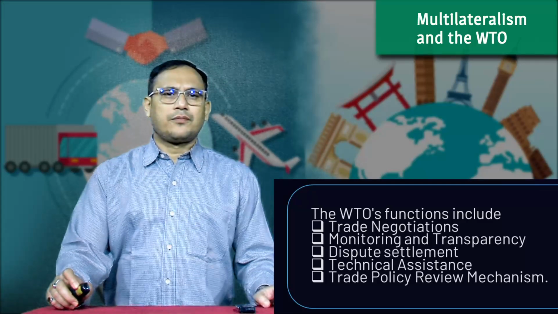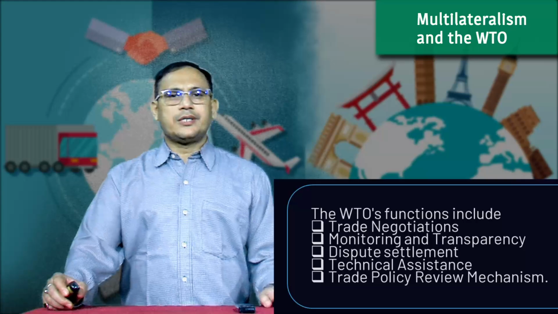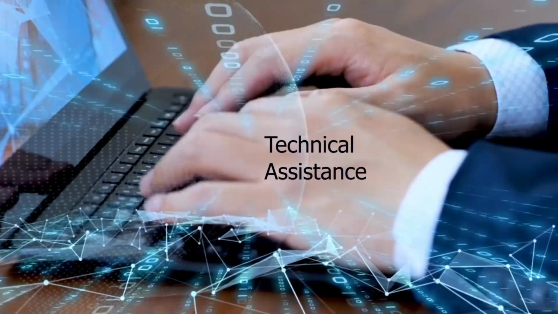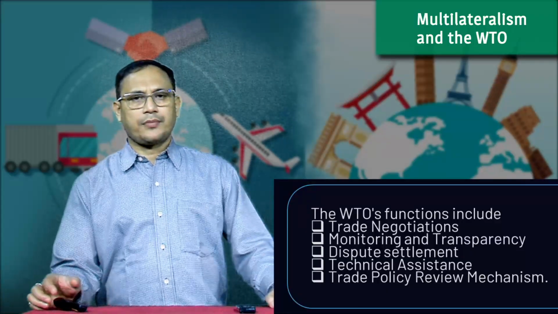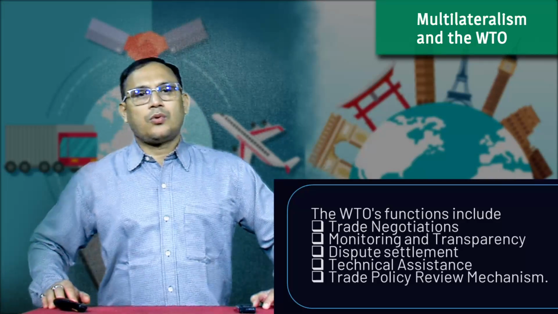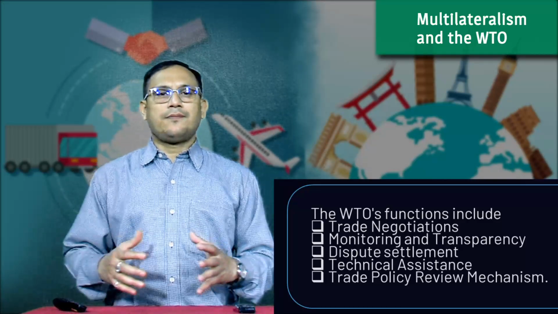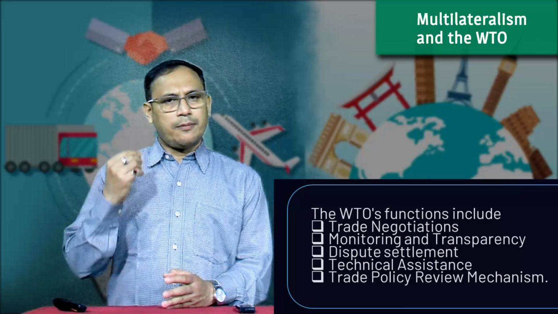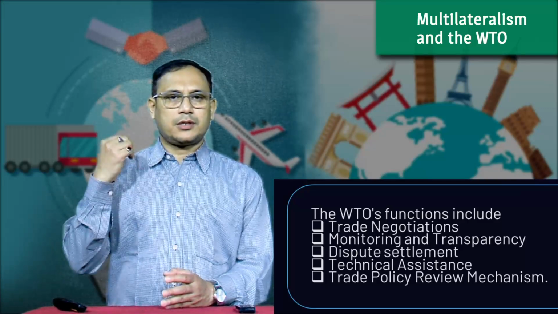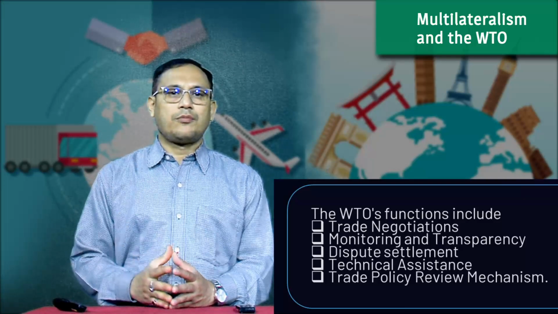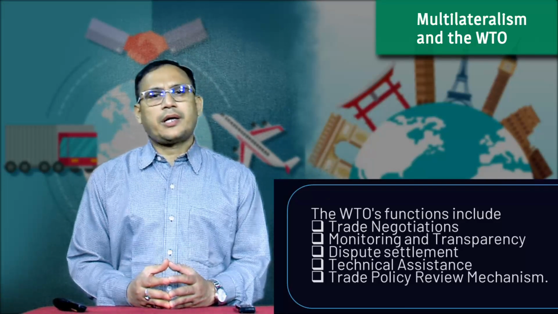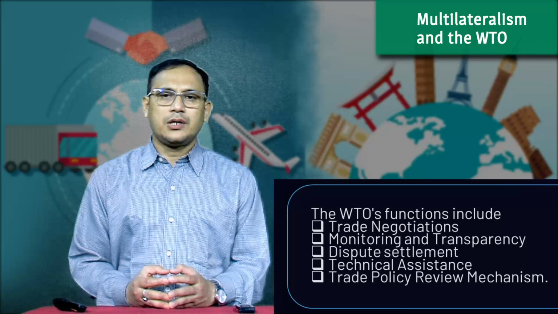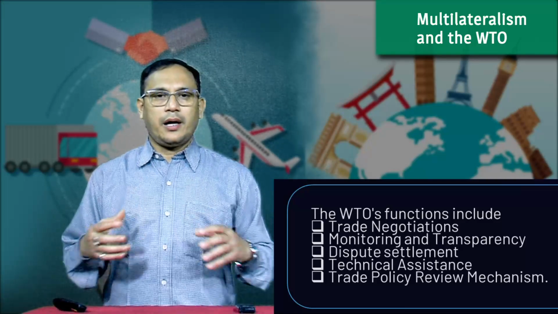Another important function of World Trade Organization, which ultimately promotes multilateralism in global trade, is the technical assistance and capacity building. So World Trade Organization, what they do, they try to help developing countries, both developing and developed countries, but they try to help more to developing countries to improve their trade capacity by providing technical assistance, training programs, and guidance on implementing trade agreements and policies.